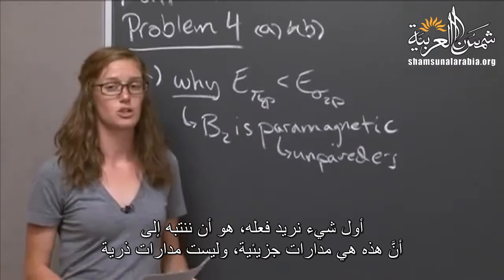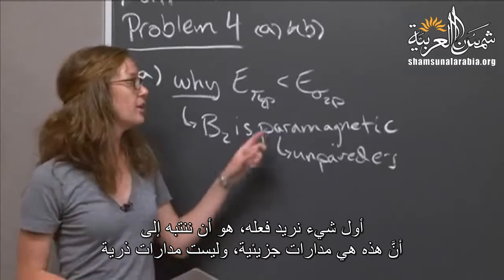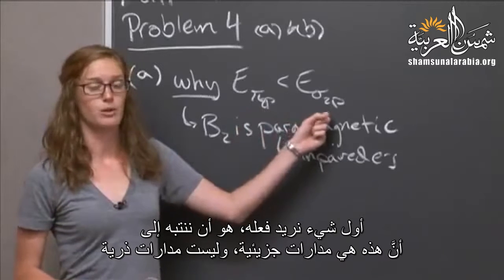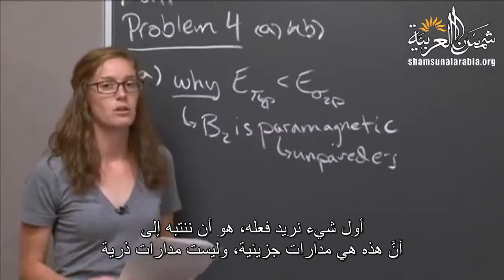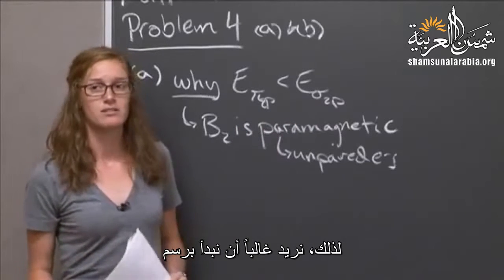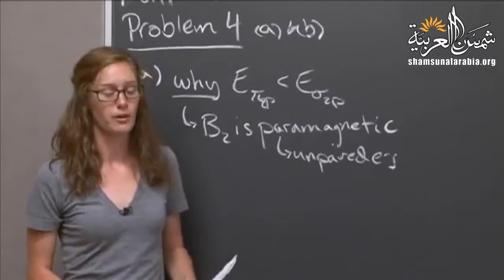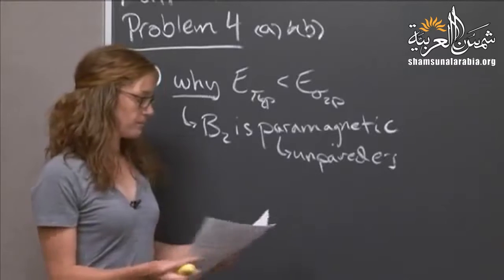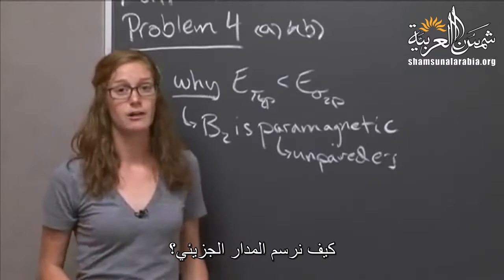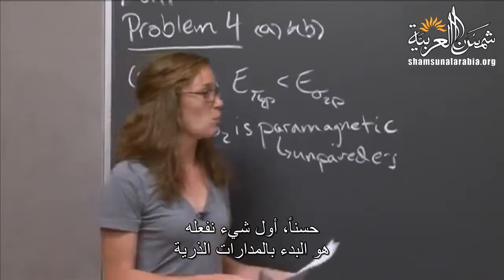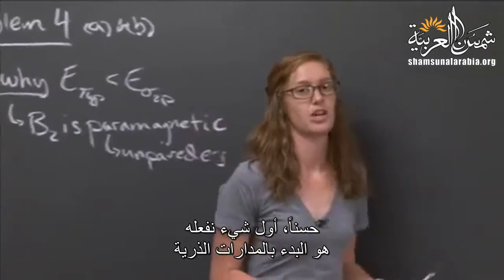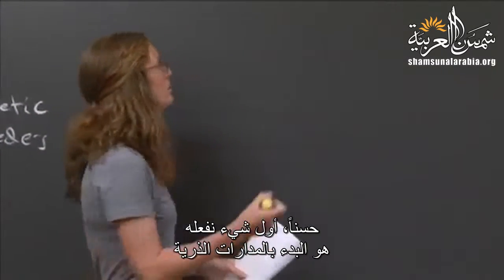So the first thing we want to do probably is recognize that these are molecular orbitals, not atomic orbitals. Therefore, we probably want to start by drawing the molecular orbital diagram for boron. Now, how do we draw a molecular orbital diagram? Well, the first thing to do is to start with the atomic orbitals.